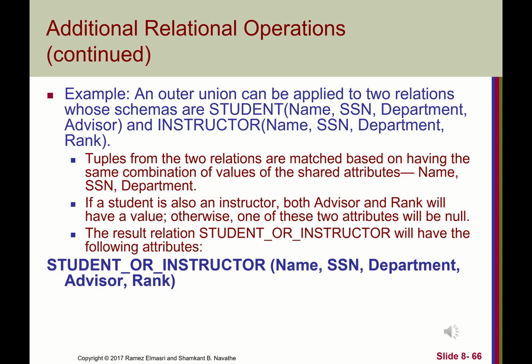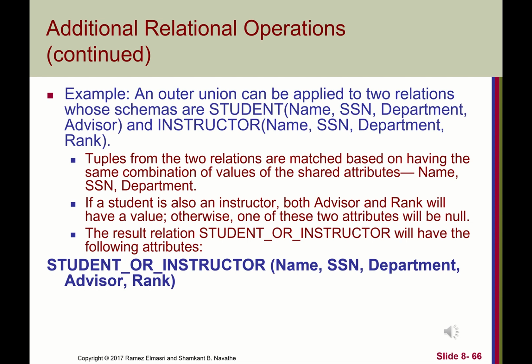Example: an outer union can be applied to two relations whose schemas are student(name, SSN, department, advisor) and instructor(name, SSN, department, rank). Tuples from the two relations are matched based on having the same combination of values of the shared attributes: name, SSN, department.